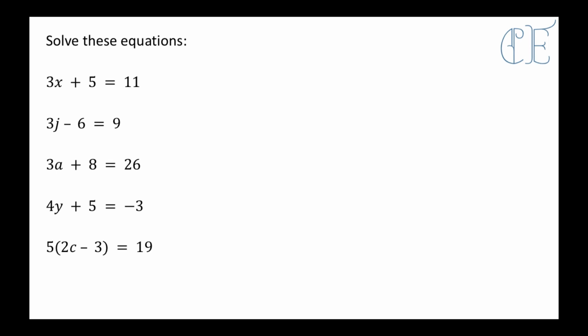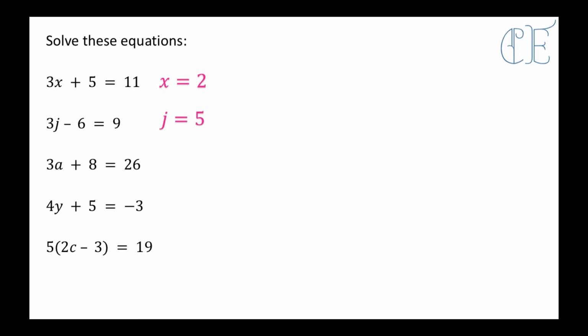Okay, if you've had a go, let's go through the answers. So 3x plus 5 equals 11. So x equals 2 there, so we've had to do 11, take away 5, and divide by 3, which is 2. We then have 3j minus 6 equals 9, so I would have to do 9, add 6, and then divide by 3, which would be 5.